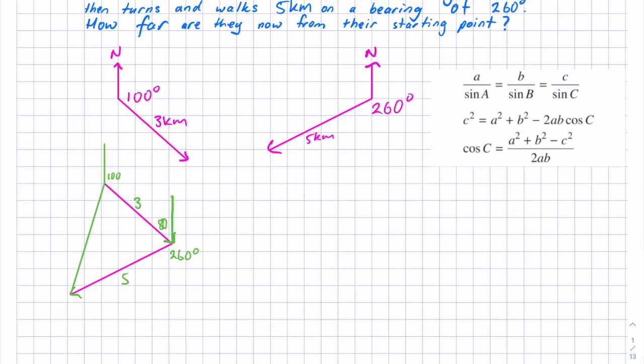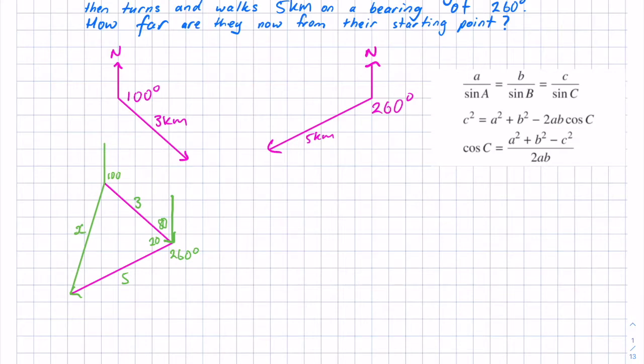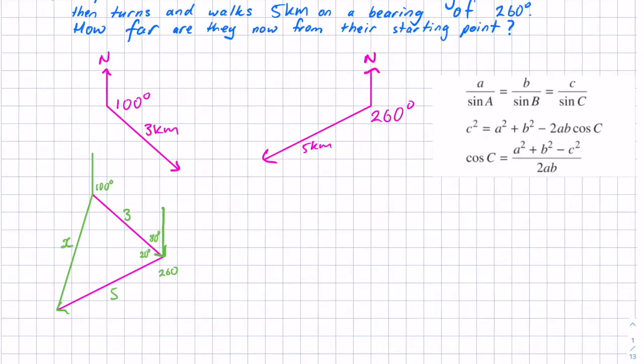So we need to work out the angle in the middle. We've got the 260 and the 80 angles at a point. This bit needs to be 20 because they all need to add to 360 degrees. So this is the side we're trying to find. So we've got 3 sides and 1 angle, so that is the cosine rule. So c squared equals a squared plus b squared minus 2ab cos c, because we're finding a side. So let's make the a equal to 3 and the b equal to 5. So 3 squared plus 5 squared minus 2 times 3 times 5 times cos of 20.